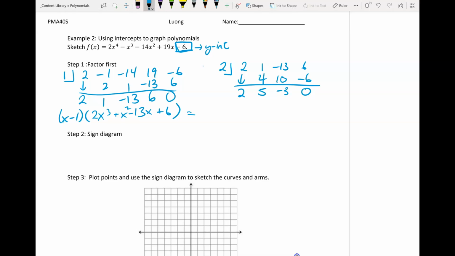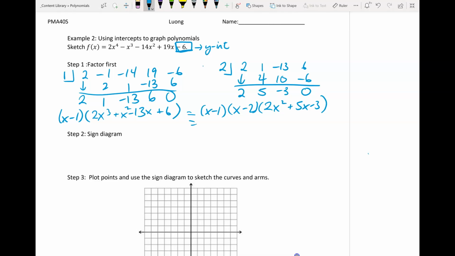I'm just going to continue on with this so I can keep everything in place and not forget any of my factors. So this is x minus 2 coming from up here using synthetic division. This x minus 1 just came from before. Now we're left with 2x squared plus 5x minus 3. Lastly, we're going to factor this. 2x squared plus 5x minus 3.